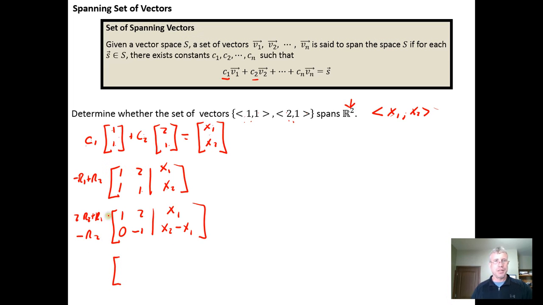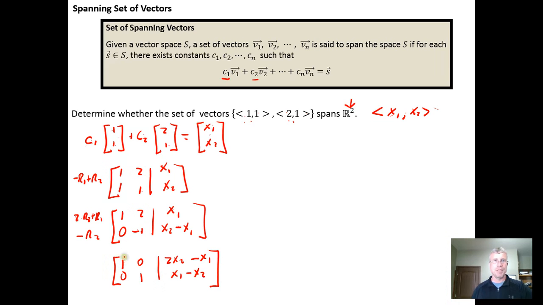we're going to get 2 times row 2 plus row 1. So we're going to get the 1, 0 here. 2 times negative 1 is negative 2, plus 2 is 0. And then 2 times x sub 2 is going to be 2x sub 2. 2 times minus x sub 1 is minus 2x sub 1. Plus x sub 1 is minus x sub 1. And then the opposite of row 2 is going to be a 1. And that will flip these, so we'll get x sub 1 minus x sub 2. And now we're in reduced row echelon form.